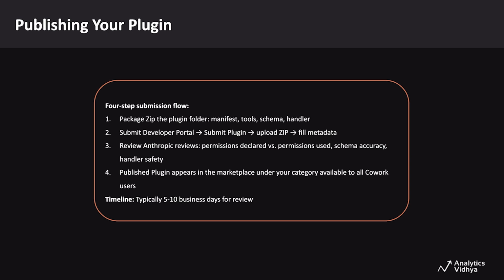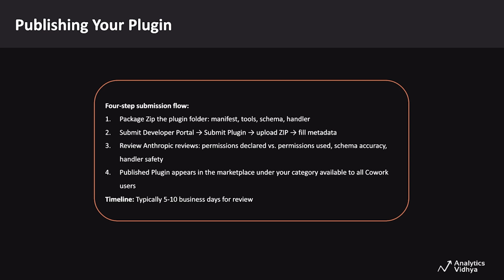Once your plugin is tested and working locally, submitting it to the marketplace is a four-step process. First, zip the entire plugin folder, all four files together. Second, go to the Anthropic developer portal, find the submit plugin form, upload the zip, and fill in the display name, category, and description.